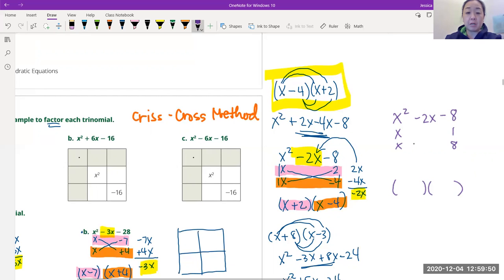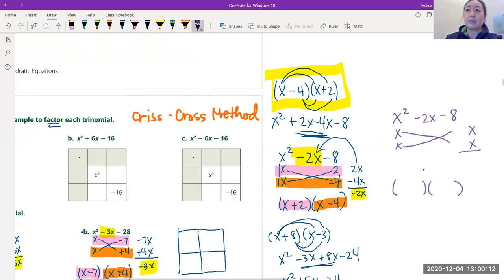So now this is where the crisscross comes in. We're going to multiply this x with the 1, and this is going to be x. And 1 times 8 is 8x. If I were to add or subtract these, would I get a -2? No, I would not get a -2. So we know this is not right. This can't be the right numbers. So then what are the other numbers?